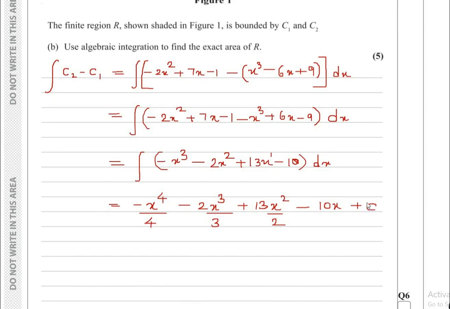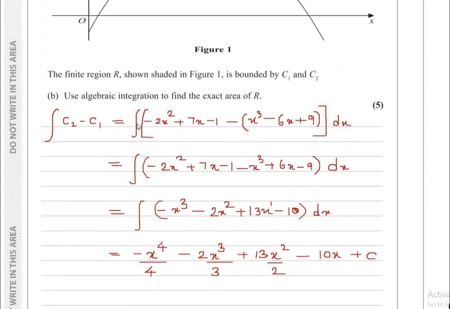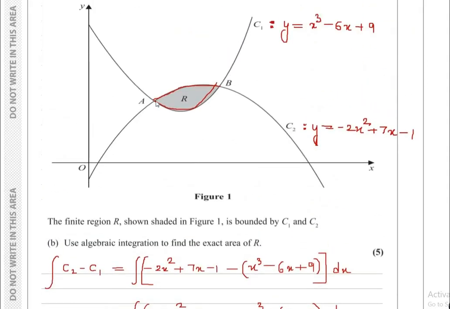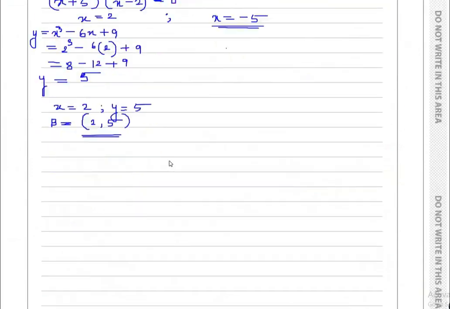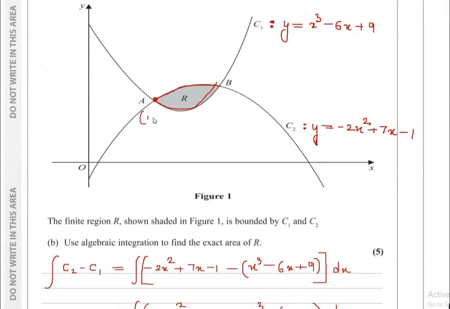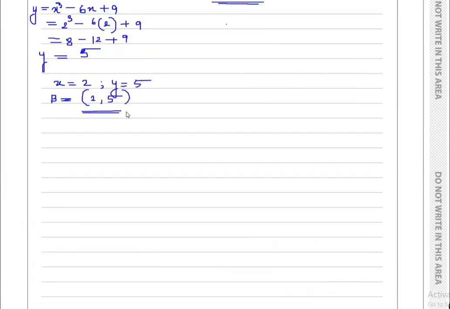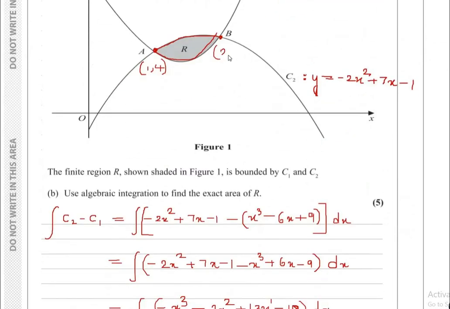We write this plus c if it is an infinite integration, if it is not having any upper limit or lower limit. But here we do have an upper limit and lower limit. As we have got the coordinates of A, which they have already given in the question, as 1, 4, and the coordinates of B, we just found in part 3, that was 2, 5. So we are going to take the x values for the A and B for the integration.